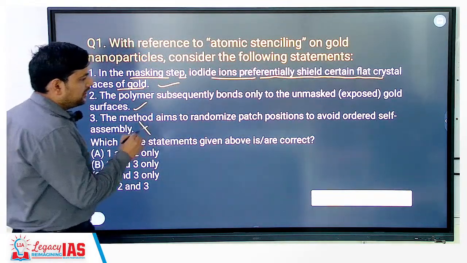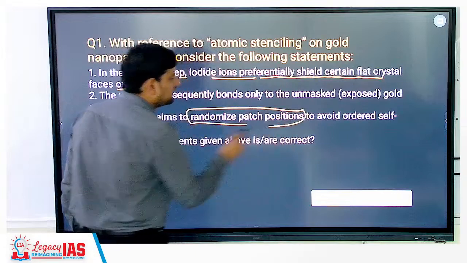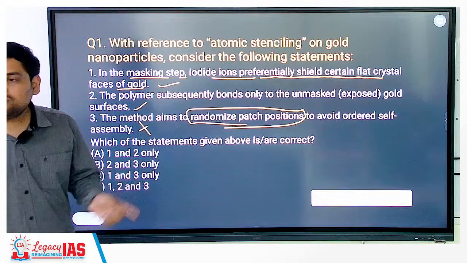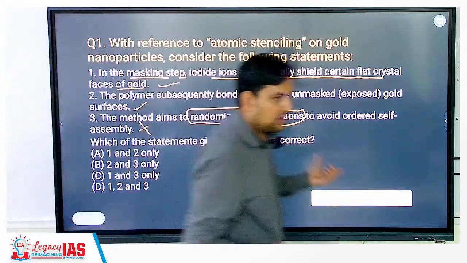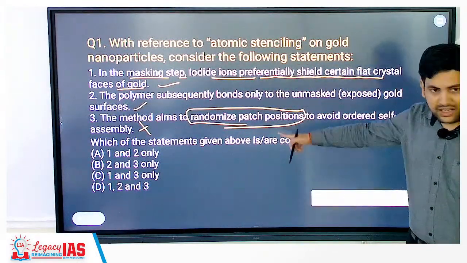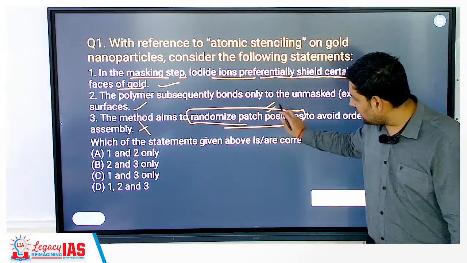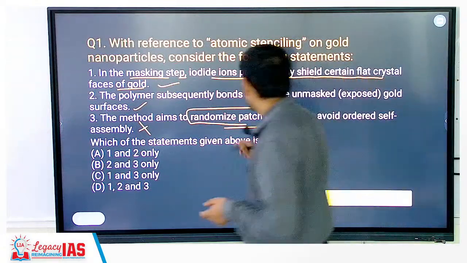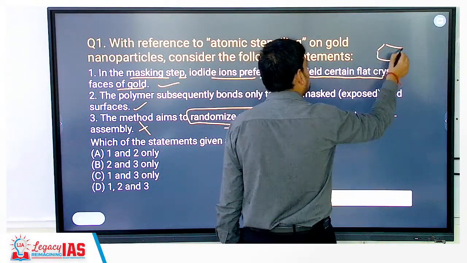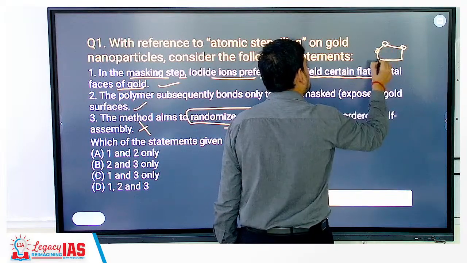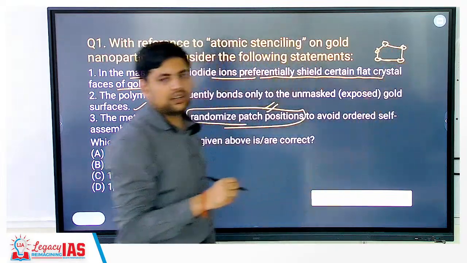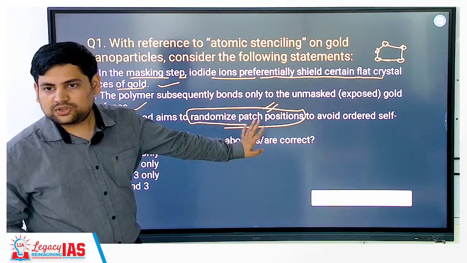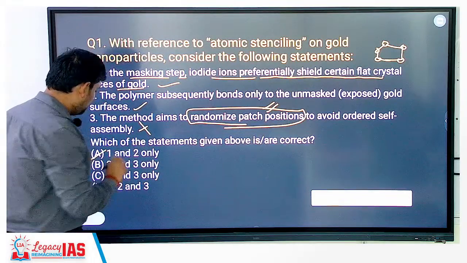Then the method aims to randomize patch positions to avoid ordered self-assembly. This is wrong. It does not randomize patch position. It actually fixes the patch position so as to form a particular self structure. Basically, earlier what was the system? That was forming randomized patch position. Anything was getting attached anywhere. Now because of this system, they create particular spaces. For example, here, here, here, here and here. Here only it will get attached. So this will not randomize, it de-randomizes the patch positions. So this is wrong. Answer becomes A.